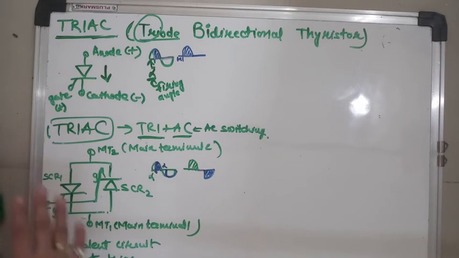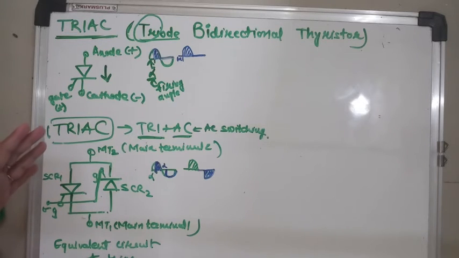Triac is a bi-directional device. Bi-directional means what? During the positive half cycle, one SCR is in conduction mode while the other remains off, and during the negative half cycle, the other is in conduction mode and the first one is off. So what will happen? Current can flow in both directions, from MT2 to MT1 and from MT1 to MT2.